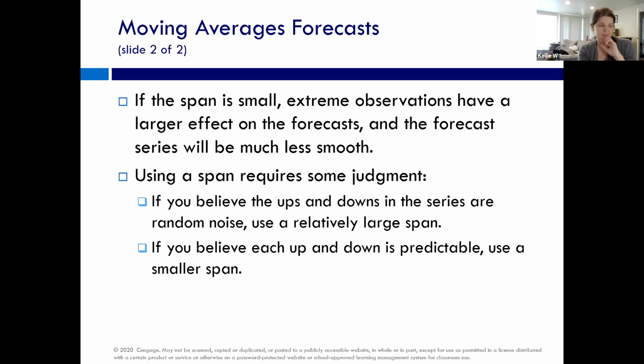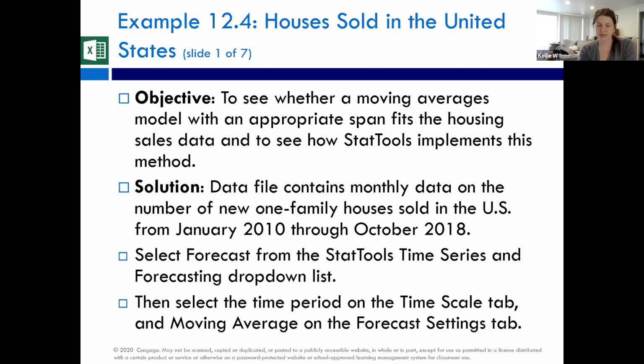method for predicting. If the span is small, then we get less smoothing going on because those extreme observations will have a larger effect. So deciding on a span does require some judgment, and you can play with it. If you're in Tableau or you're using StatTools, you can use some judgment and play with the span a little bit to get the right amount of smoothing, because you don't want to smooth so much that you lose your trend or your prediction accuracy, but you don't want to smooth so little that you still have too much noise.